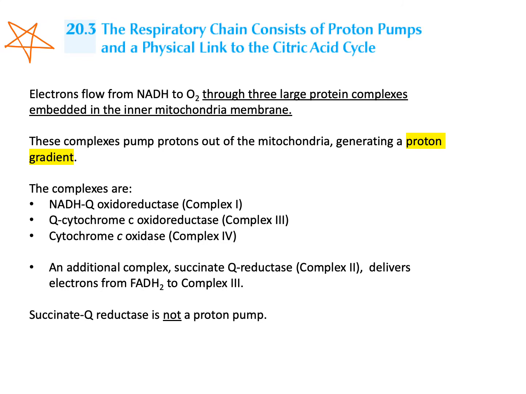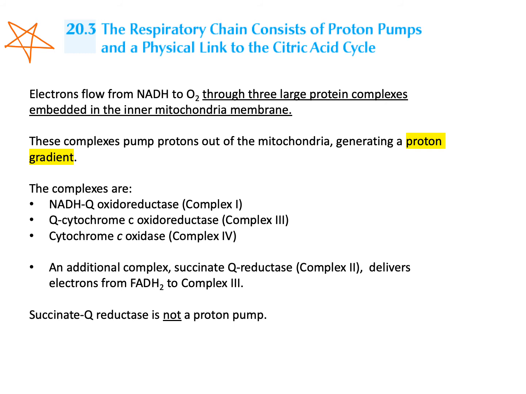The respiratory chain consists of proton pumps and a physical link to the citric acid cycle. Electrons flow from NADH to oxygen through 3 large protein complexes embedded in the inner mitochondrial membrane. Last slide, we introduced 4 large protein complexes. 3 of them are embedded in the inner mitochondrial membrane. These complexes pump protons out of the mitochondria, generating a proton gradient.